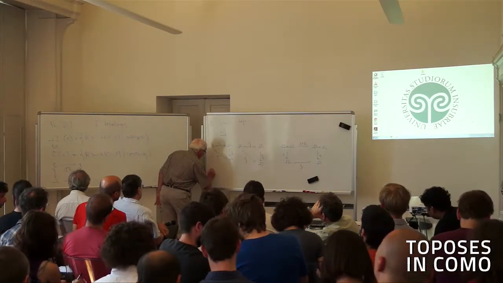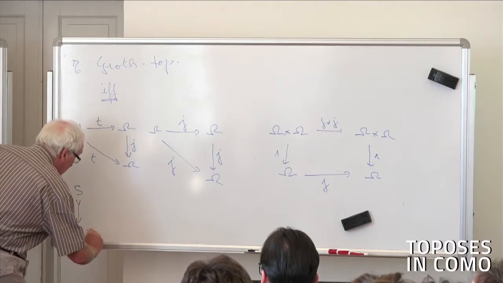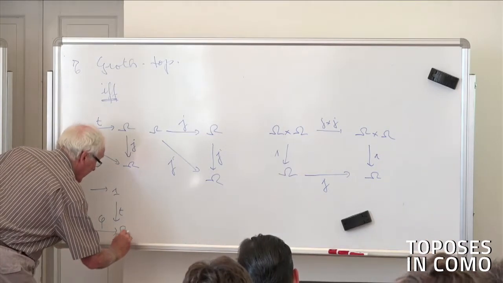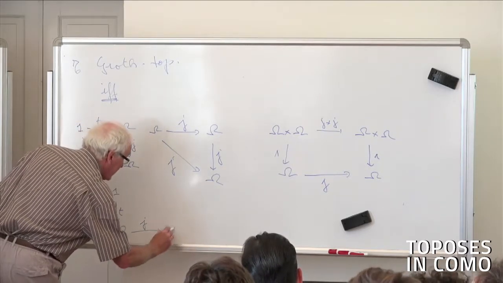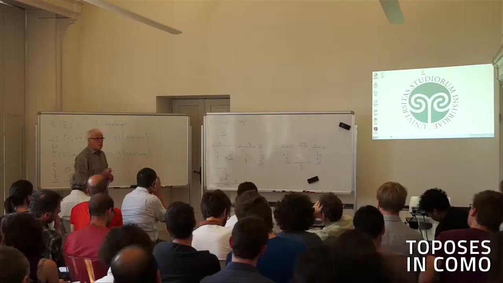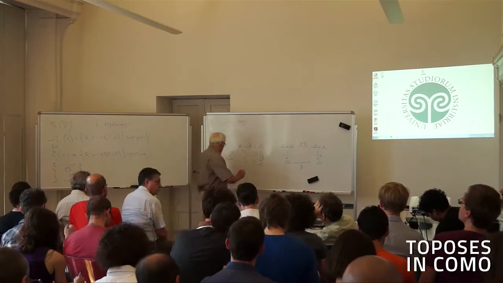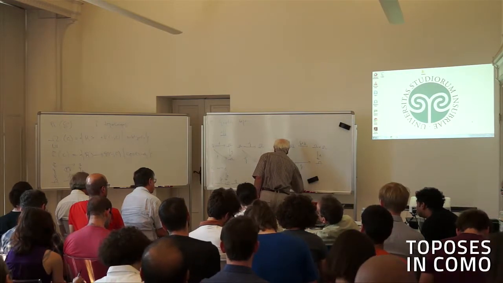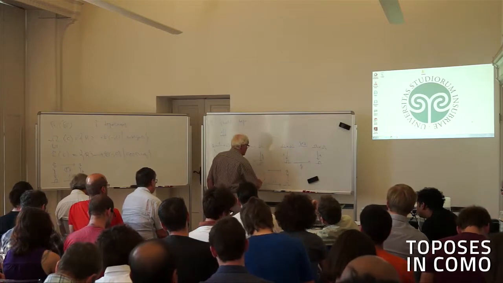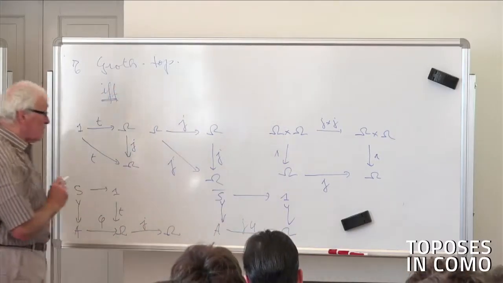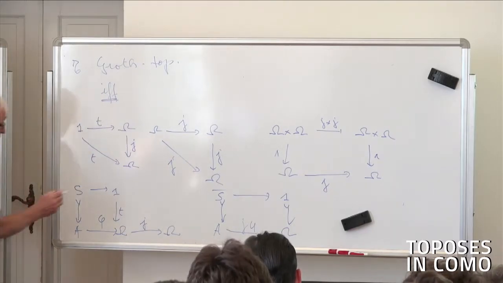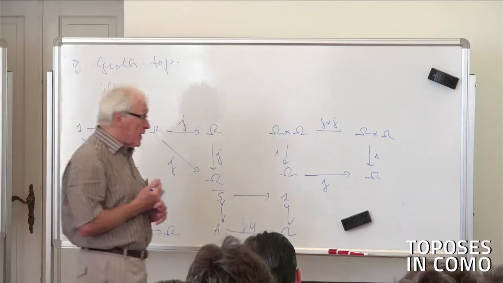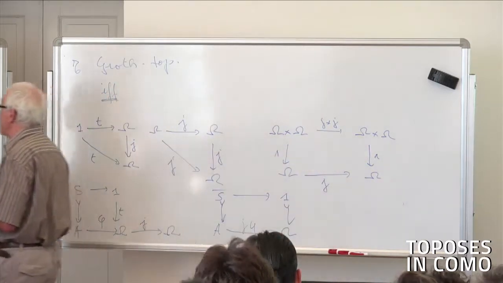Now, once you have a subobject here, it has a characteristic mapping to omega. So you can further compose with J. So from A to omega, you have J phi, which classifies some subobject which you call the closure of S. You get a bigger subobject, which you call the closure of S. So there is a closure operation associated with my topology J.